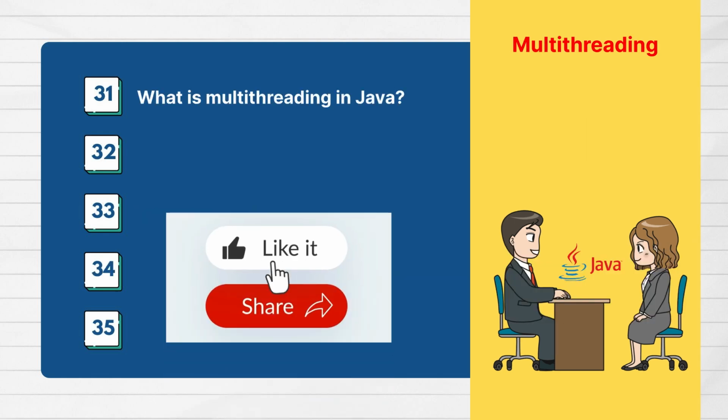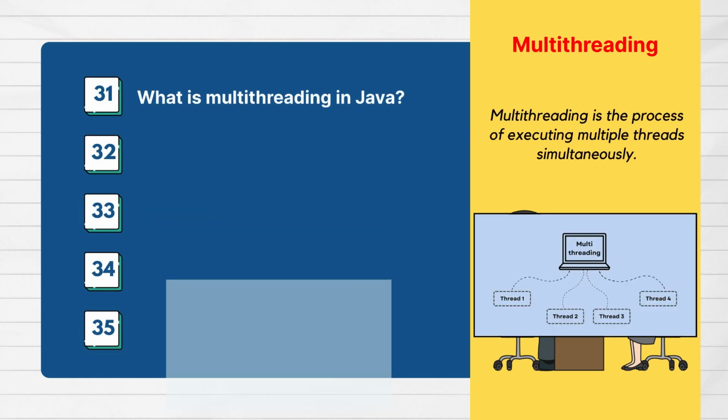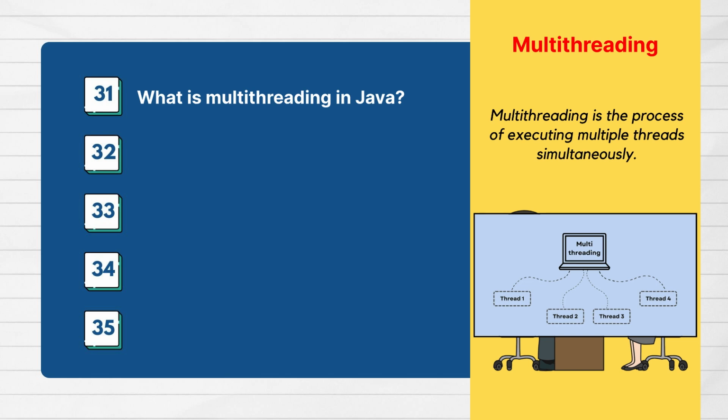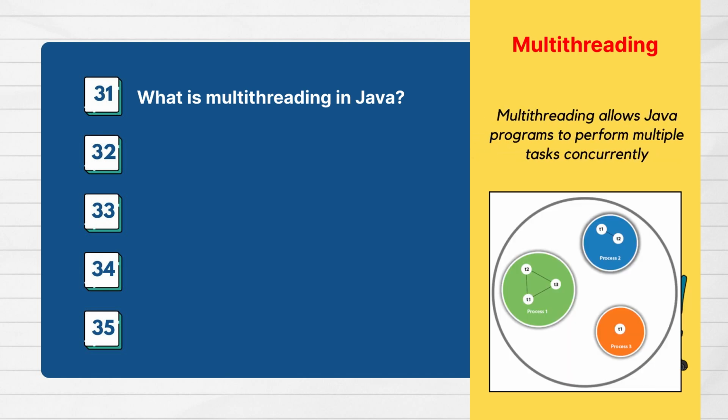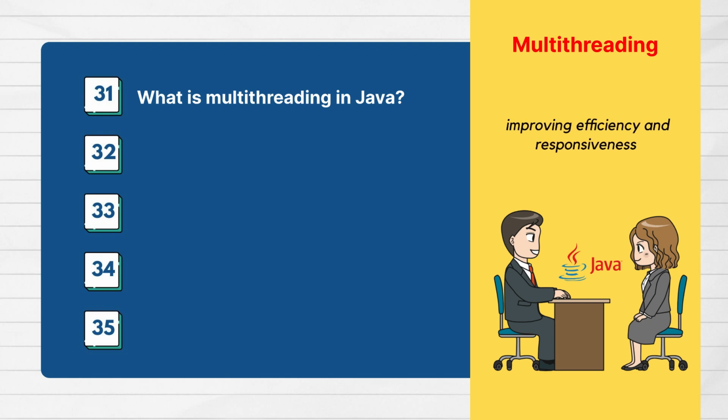What is multithreading in Java? Multithreading is the process of executing multiple threads simultaneously. A thread is a lightweight process, the smallest unit of processing. Multithreading allows Java programs to perform multiple tasks concurrently, improving efficiency and responsiveness. Java multithreading is mostly used in games, animation, etc.